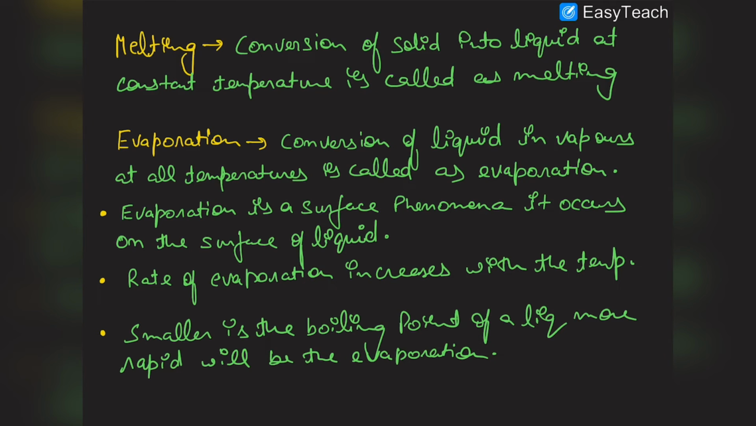Now the rate of evaporation increases with temperature. This is due to the fact that molecules have greater kinetic energy at higher temperatures, so they tend to run here and there, and in this process they are more likely to break their bonds and evaporate. And the smaller the boiling point of the liquid, the more rapid the evaporation. Obviously, if a liquid has a smaller boiling point, it has a greater tendency to evaporate faster.